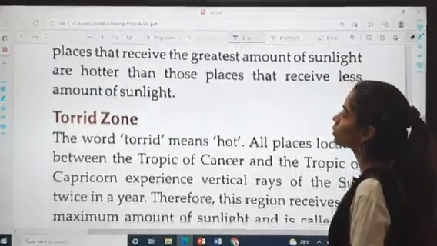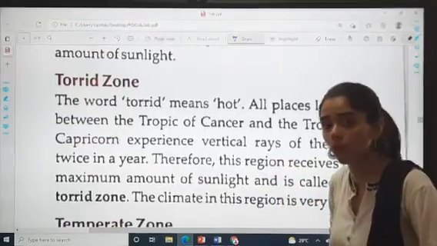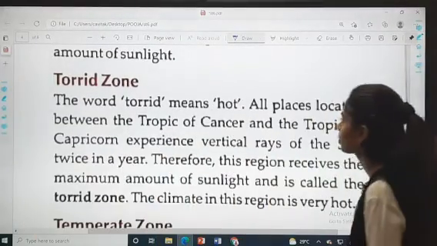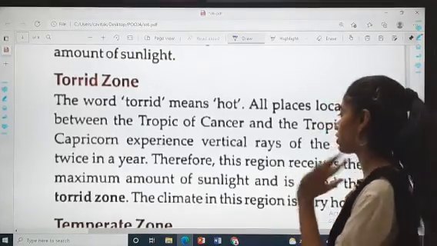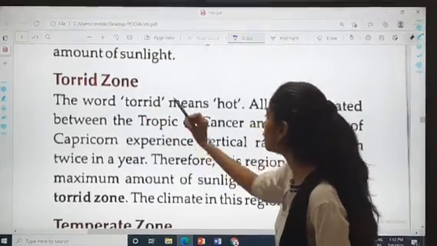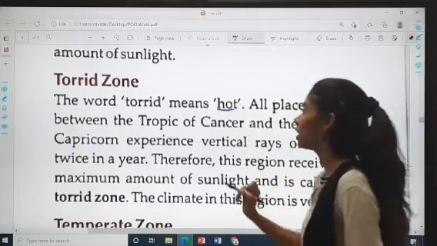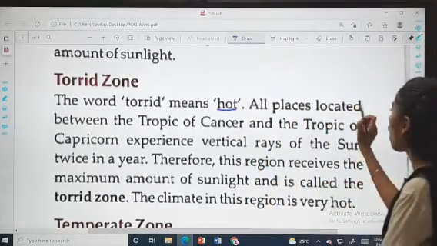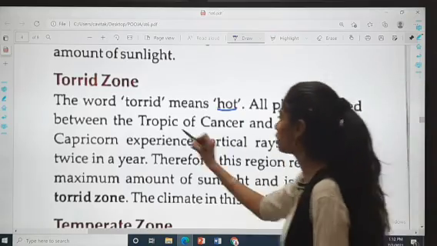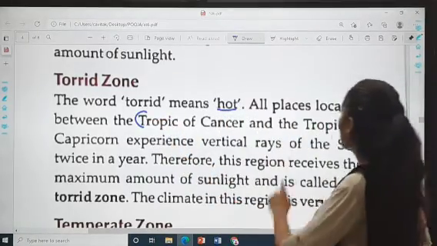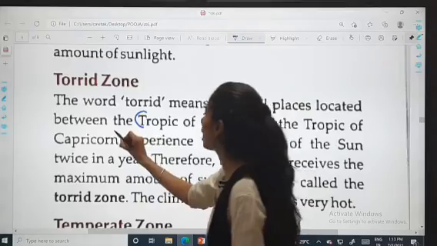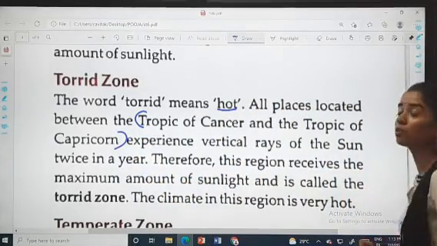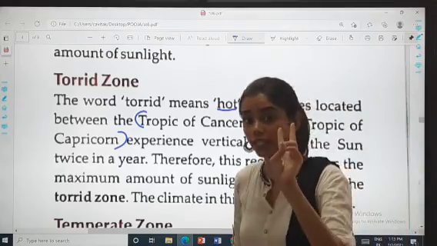Now let's start with torrid zone. Which is it? Torrid zone. Now underline the word which is important. I'll say the word torrid means hot. We should remember it like this. Torrid means what? Hot. All places located between the Tropic of Cancer and the Tropic of Capricorn experience vertical rays of the sun twice in a year.